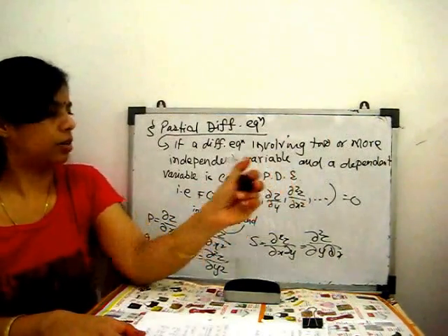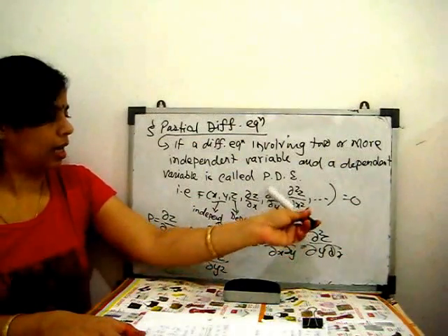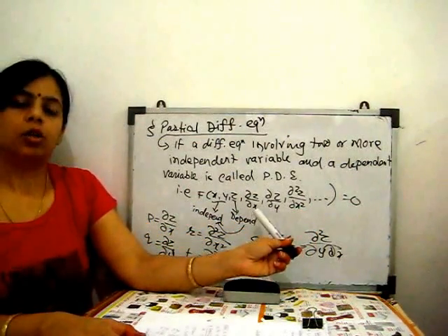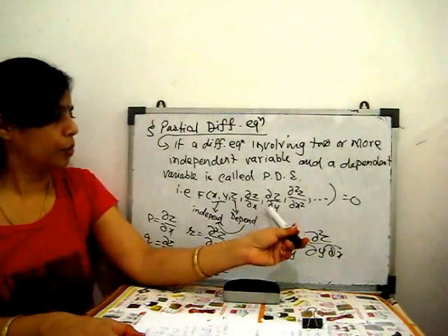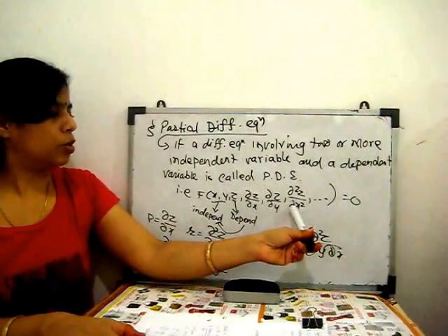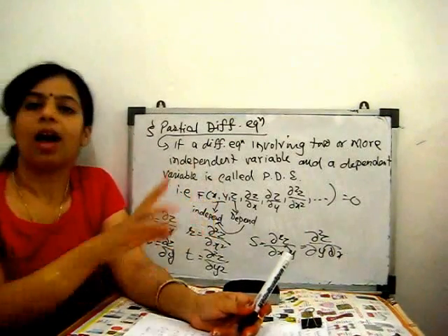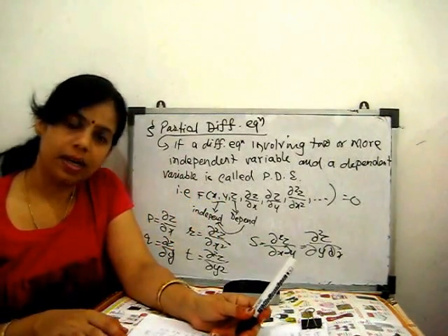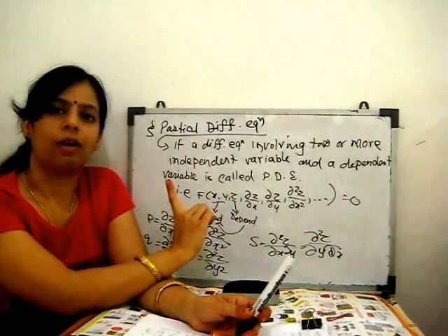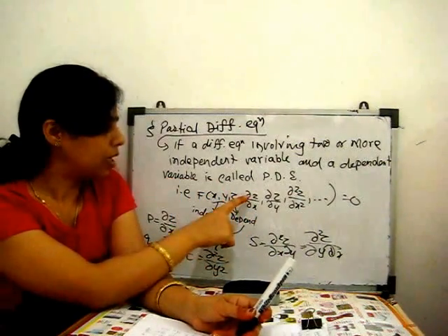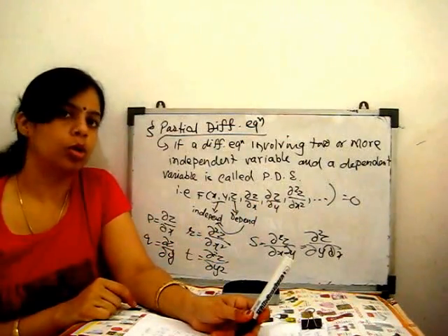PDE, partial differential equation. The notation is a function of x, y, z, del z by del x. Now the differential notation D transfers to del because it's a partial derivative. Del z by del y, del 2 z by del x square, and so on, equal to 0, where x and y are the two independent variables and z is the dependent variable, depending on x and y. It means we can differentiate z with respect to both x and y.